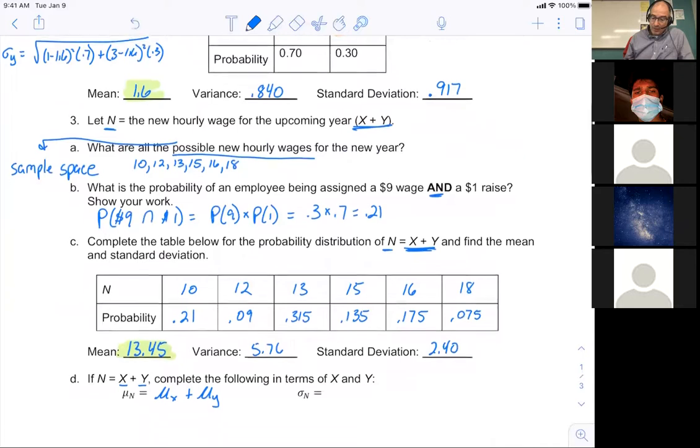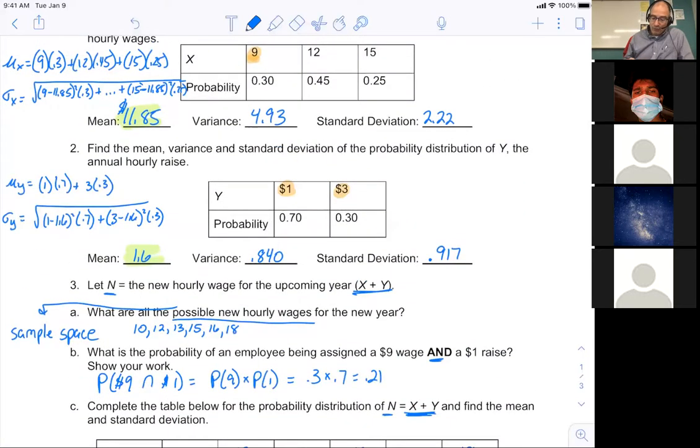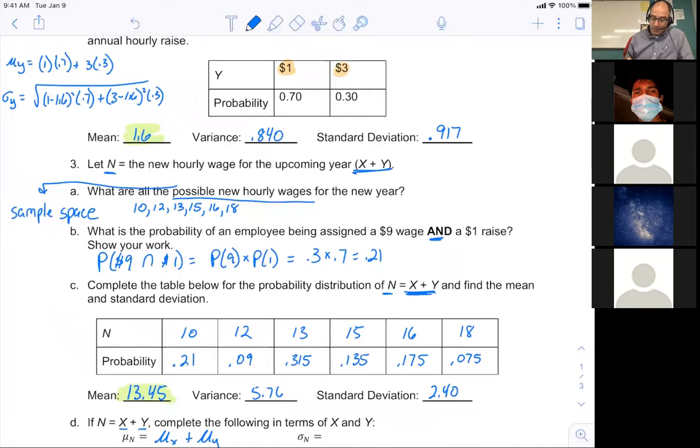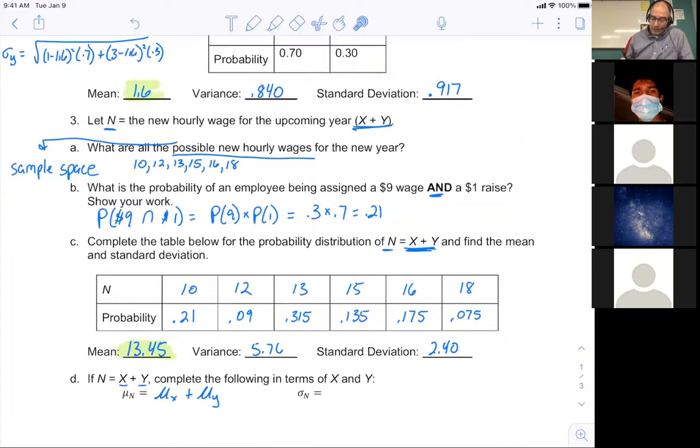Okay, so if I took the variance of the two and added 4.93 and 0.840, if I added those together, I see that I have the 5.76. So again, when we talk about doing those things together, we can't add standard deviations. We can, however, add variances. And then to get from a variance to a standard deviation, all we have to do is square root that. So we have to remember this is going to be the variance of x plus the variance of y.